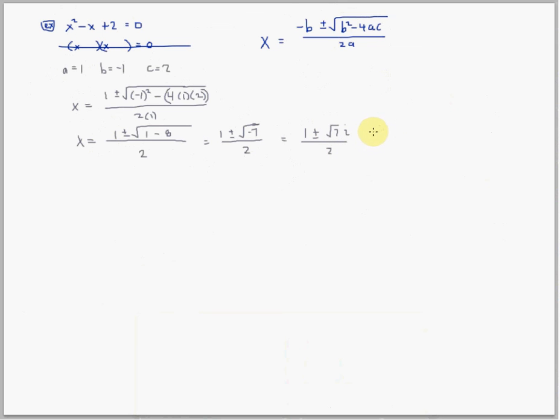Okay, so these would be your solutions, and they are complex numbers. So it's okay to get complex numbers. It's okay not to get whole numbers, and I would let you leave it in this form. Actually, for this section, I would even let you leave it in this form because we haven't talked about imaginary numbers yet. Okay?